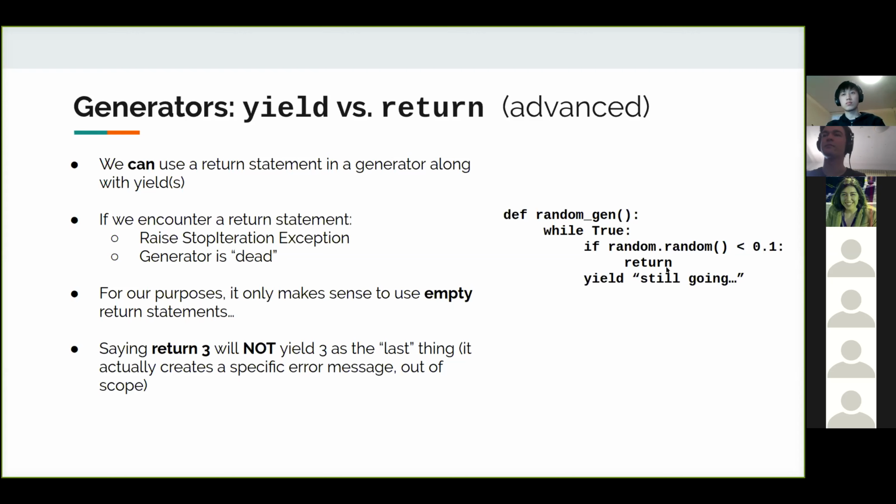For example, this random generator function on the right, you can see the purpose of that is it will keep yielding, and then there's a 10% chance each time that the generator will just randomly die, and then it won't have any more elements. So that's kind of a fun little generator, and it uses a return statement to end the while loop early. Otherwise, it would just keep going forever.